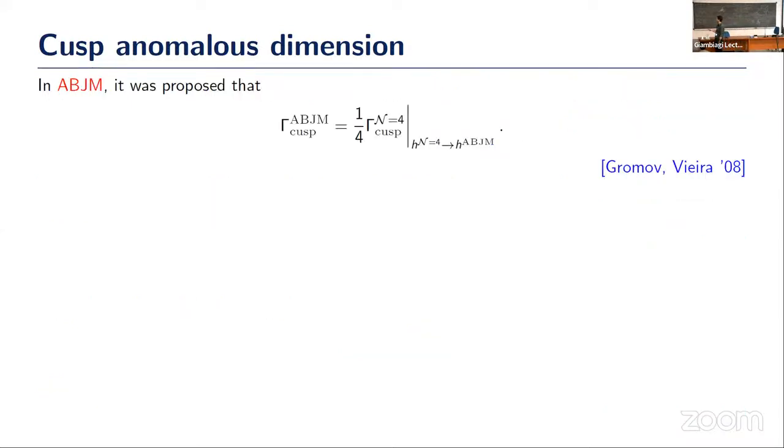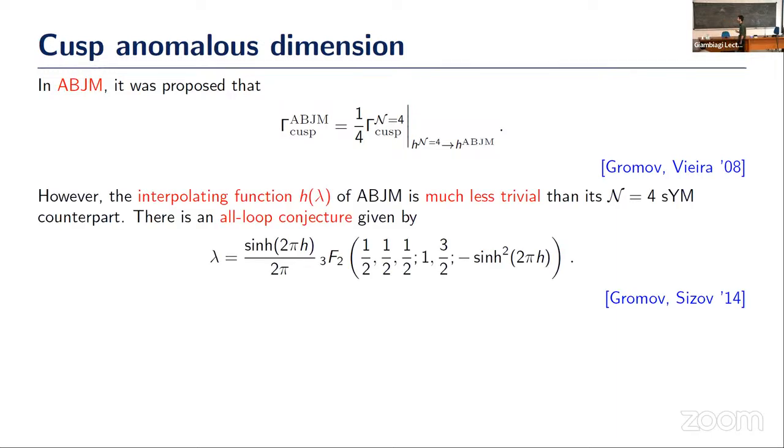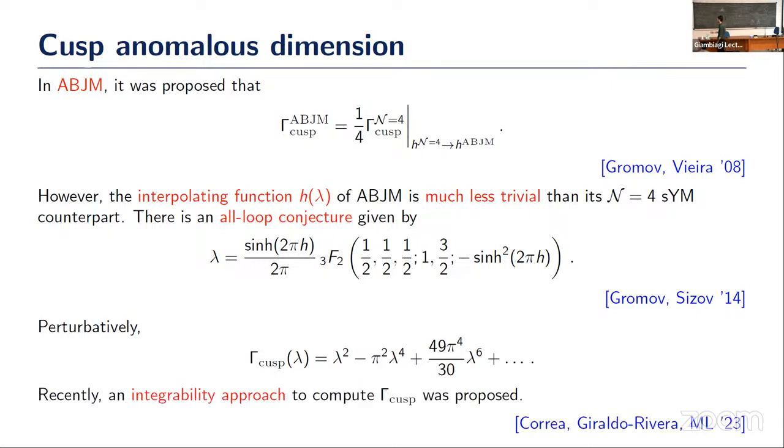But in ABJM, we have this proposal, also coming from integrability, that the Grassmannian dimension should be basically the Grassmannian dimension of N=4, but replacing the interpolating function of N=4 super Yang-Mills with the interpolating function of ABJM. However, in ABJM, this interpolating function is much less trivial than in N=4. There is an all-loop conjecture that it should take the form shown here. If we use this conjecture and this proposal for the Grassmannian dimension of ABJM, we get that perturbatively it should look like this. Recently, with my advisor, Diego Correa, and a collaborator, we managed to compute the Grassmannian dimension of ABJM to one loop using an integrability approach, in particular a thermodynamic Bethe ansatz approach.